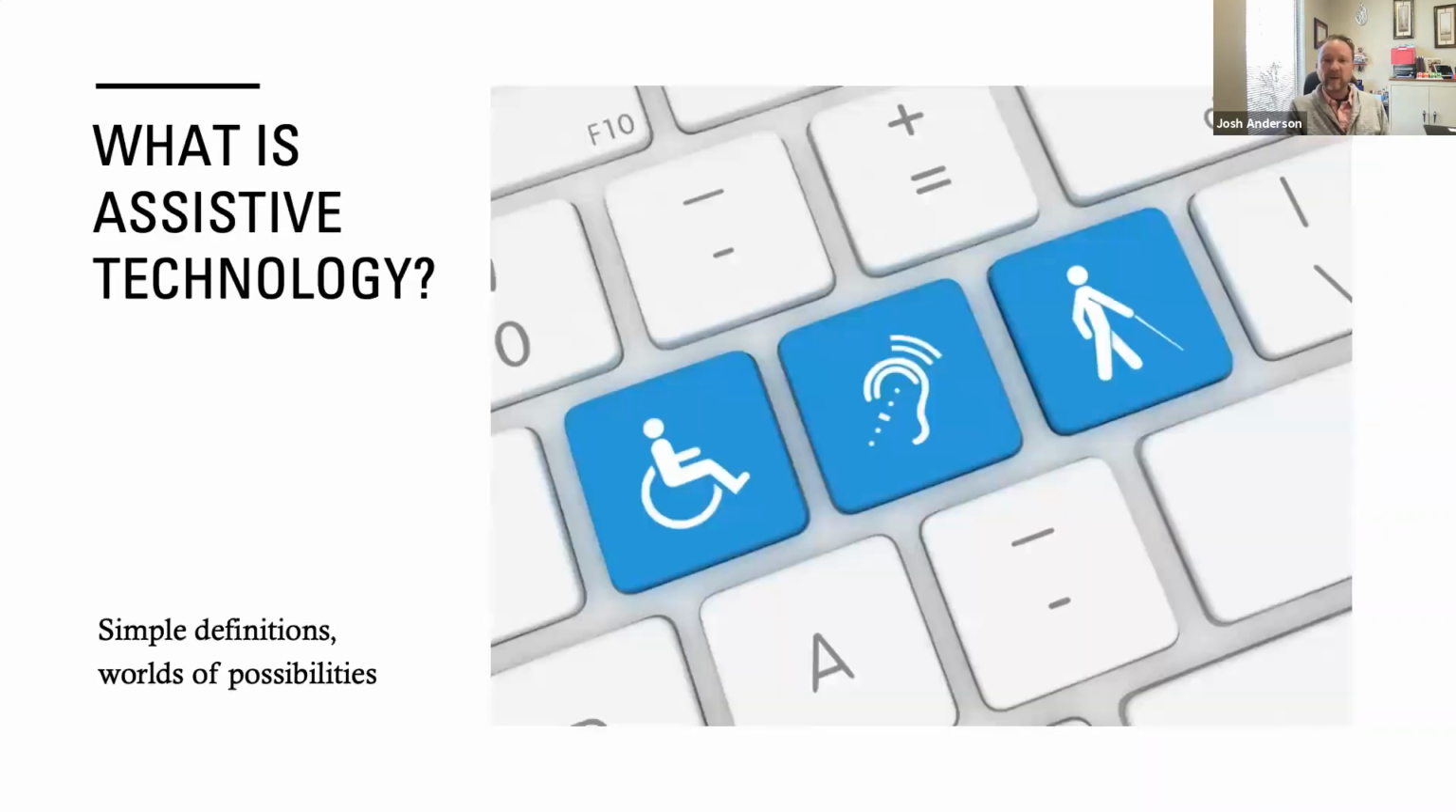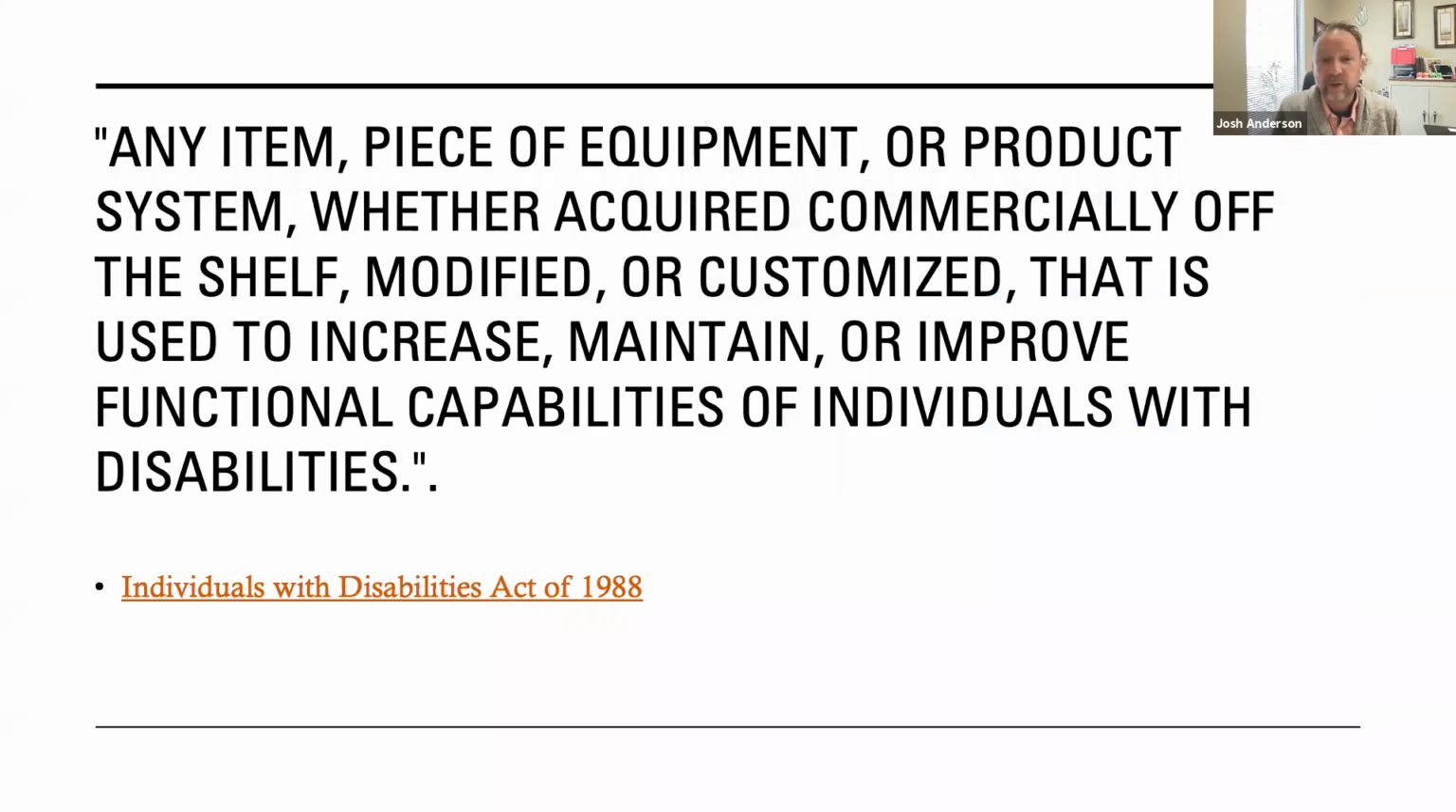So let's go ahead and we'll start with what exactly is assistive technology. And we'll start off with just the definition of it. It's defined as any item, piece of equipment, or product system, whether acquired commercially off the shelf, modified or customized, that is used to increase, maintain, or improve functional capabilities of individuals with disabilities.